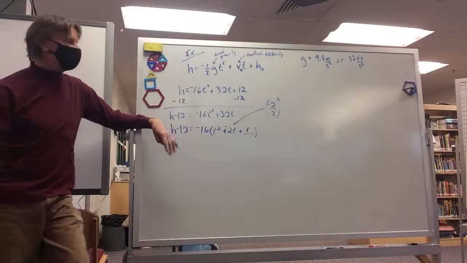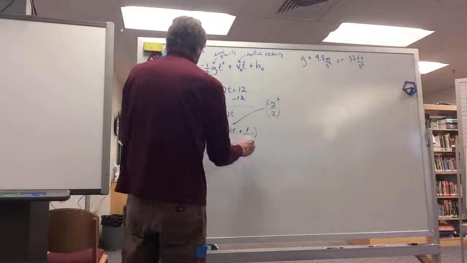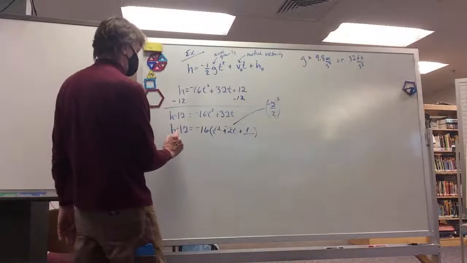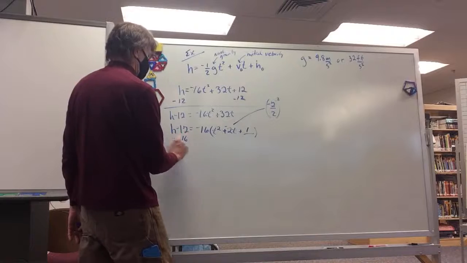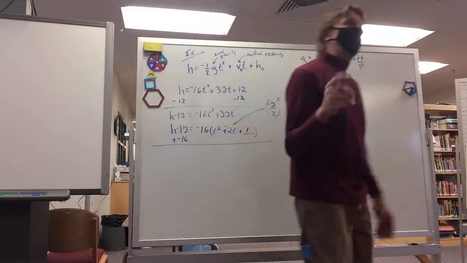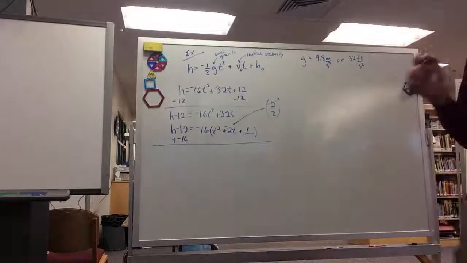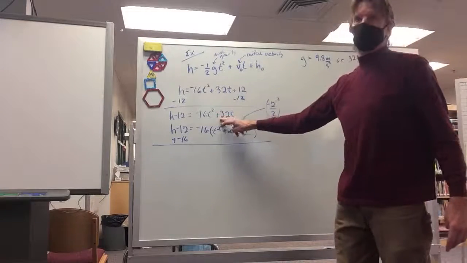So if I added 1 times negative 16 over here, I have to add the same thing to the other side. That's the thing about factoring out this, is you gotta be careful what you're adding.